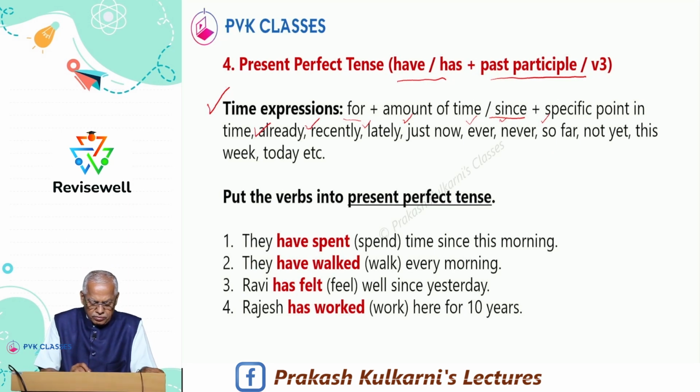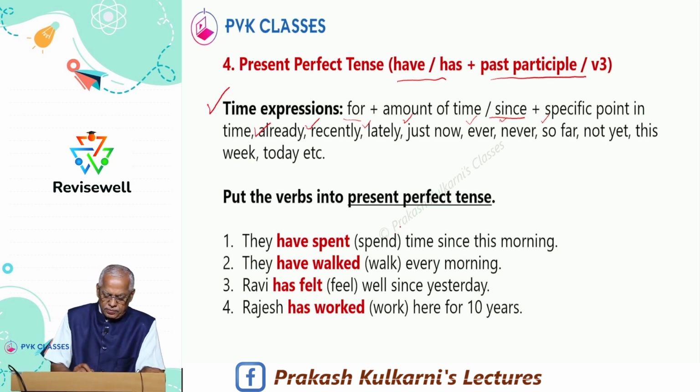So now examples of this you can see here. Put the verbs into present perfect tense. Now see the first sentence here. They spend time since this morning. Now this is the indicator. Since this morning is there, therefore they have spent. So the correct form of the verb is have spent.